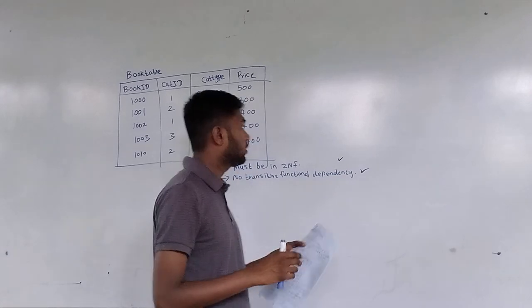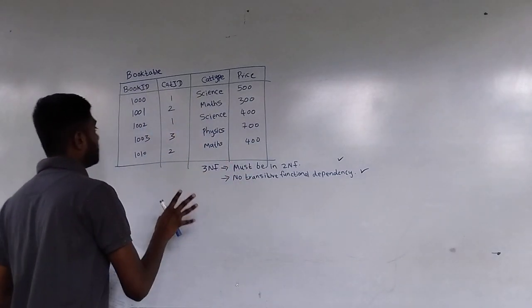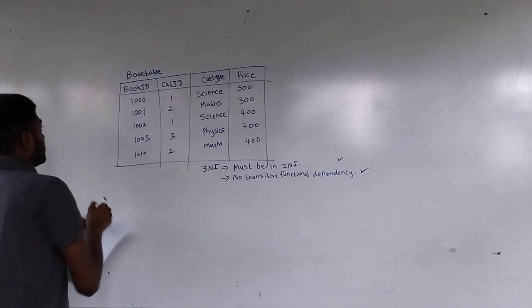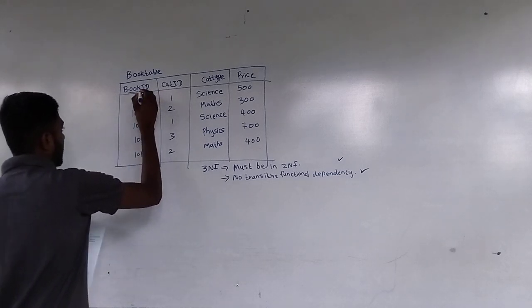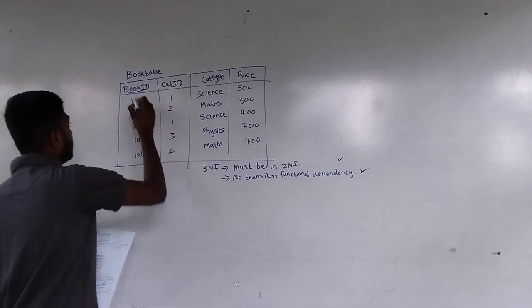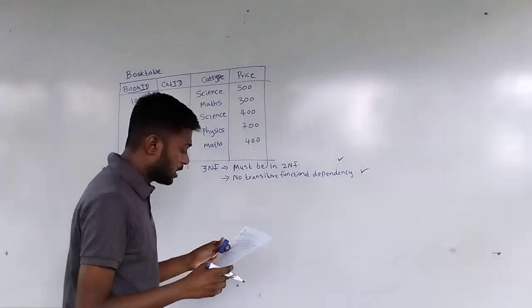So let us look into the logic. If you consider this book table, book ID is the primary key, because the book ID is not getting repeated. See, it's not getting repeated. Book ID is the primary key.